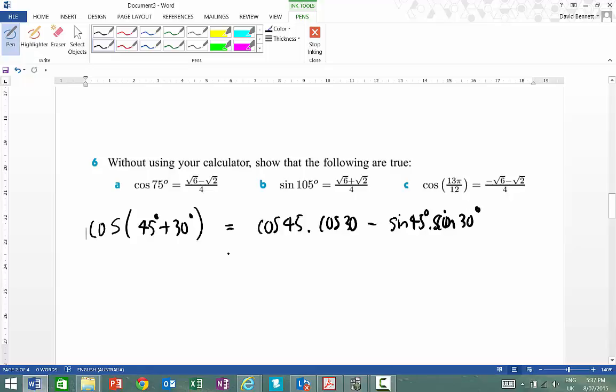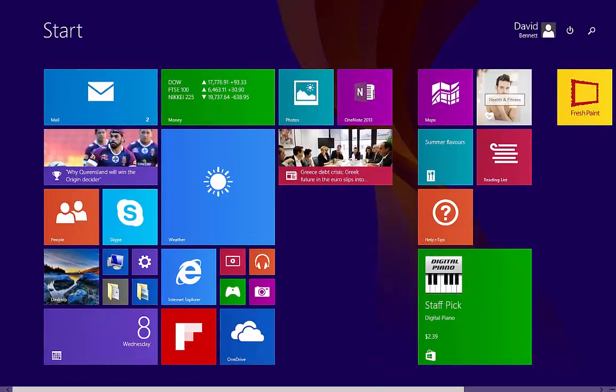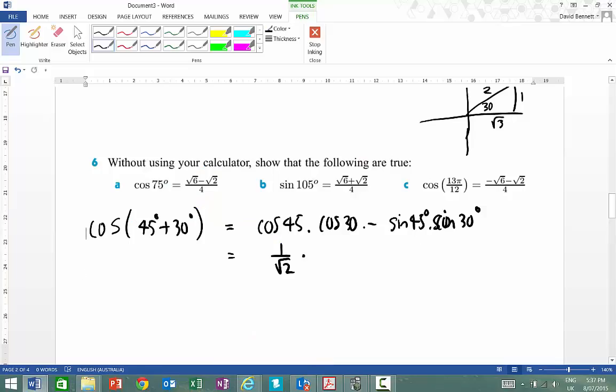Now if I was using my unit circle, I know that cosine of 45 degrees is equal to 1 over root 2. Right, cosine of 30 degrees, now I can't remember, I haven't got my unit circle here, so what I could do is use my unit circle over here. I'm knowing 30 degrees over here, that's going to be simply 2, it's going to be 1, and it's going to be root 3. So if I was going back to that, I know that the cosine value of 30 is equal to root 3 all over 2. Now sine of 45 degrees is 1 over root 2. Sine of 30 degrees is simply going to be a half.